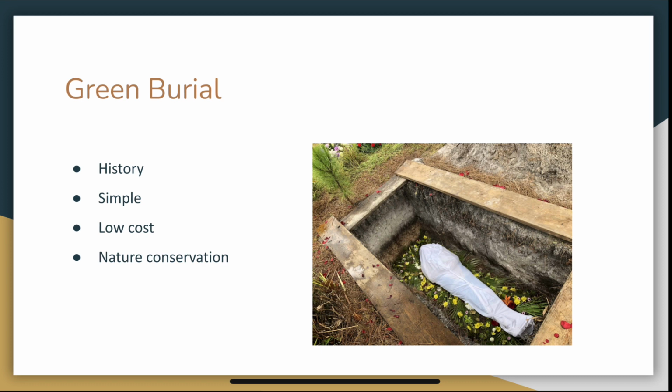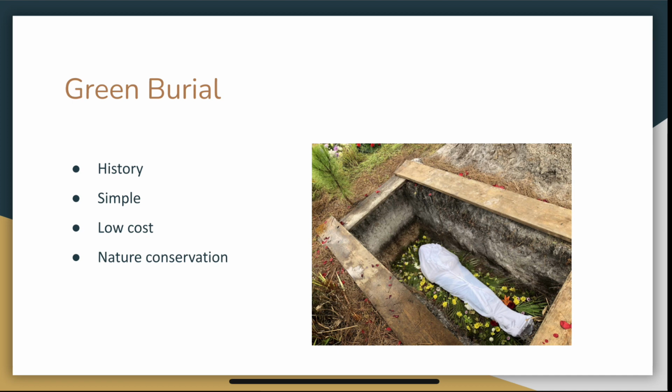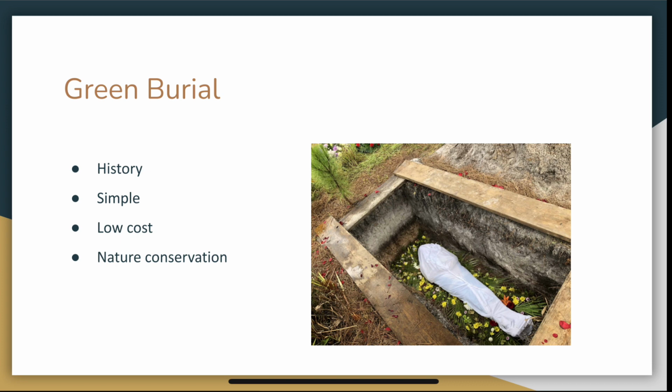So now we're gonna talk about the green burial. In the green burial, the body is neither cremated nor prepared with chemicals such as embalming fluids. It is simply placed in a biodegradable coffin or shroud and interred without a concrete burial vault. The gravesite is allowed to return to nature. The goal is complete decomposition of the body and its natural return to the soil.